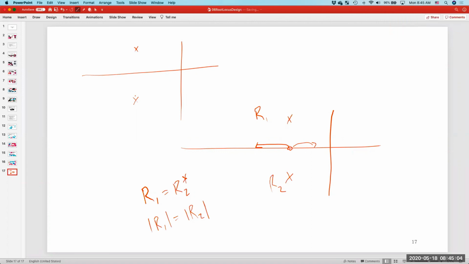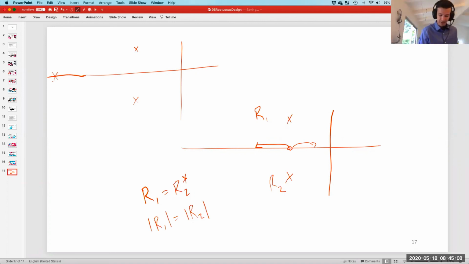So let's say there's a pole way out to the left. Okay, a third pole. And now you're asking about a zero here. Yeah, how will the zero affect which pole is dominant, or which poles are dominant?